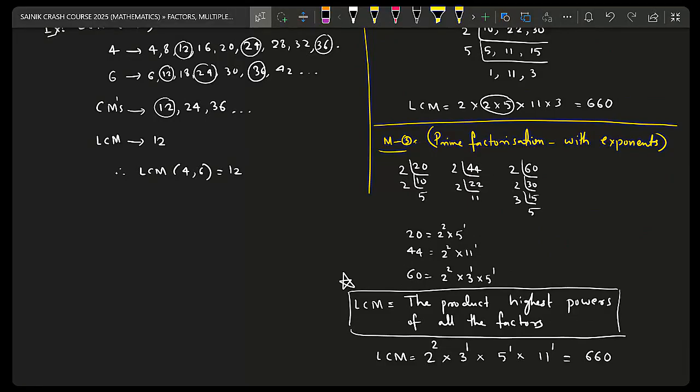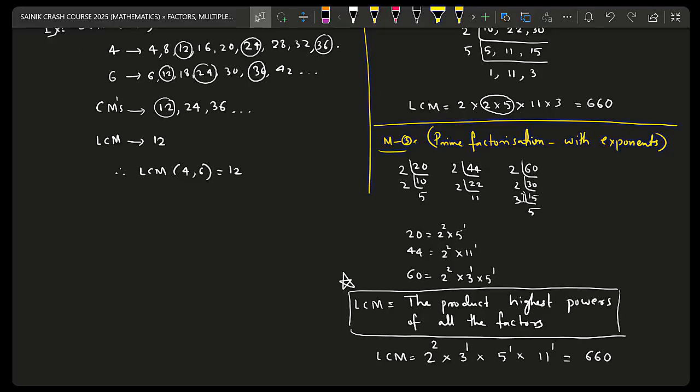Manaswini or Jyoti, who is that? Sir, I didn't understand the method 3. Method 3 you didn't understand. See, Manaswini, you understood the prime factorization first? Yes, sir. Prime factorization of 20, what we got?